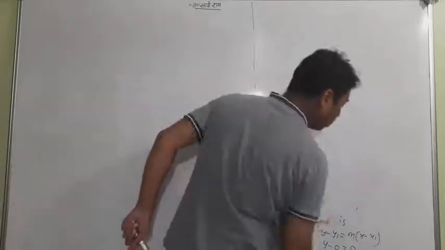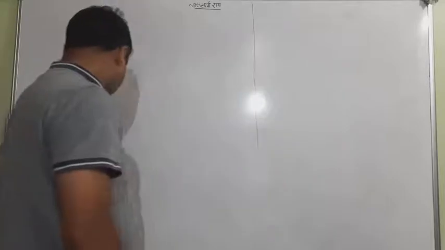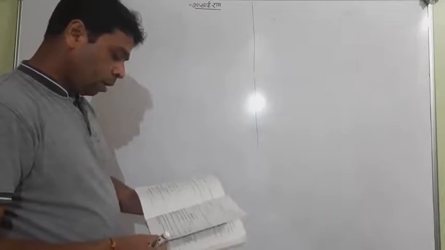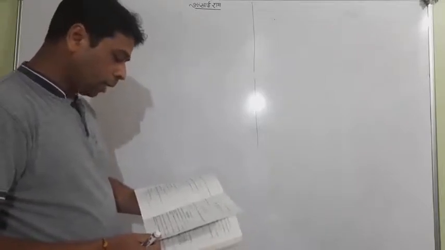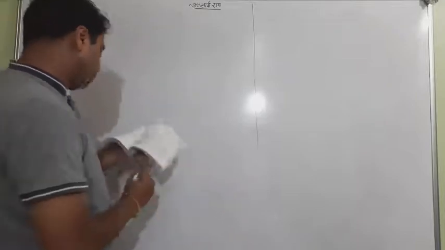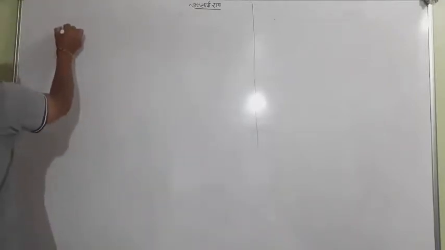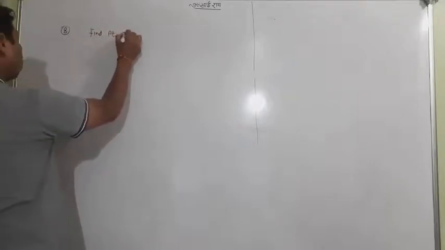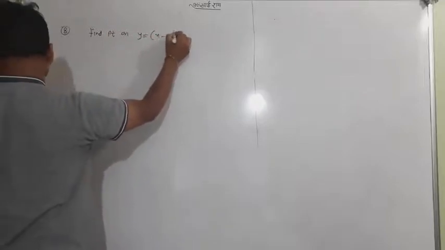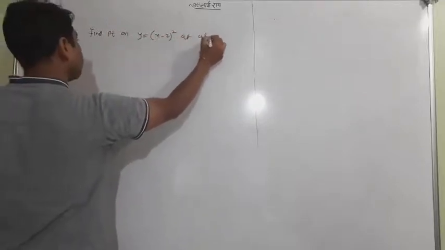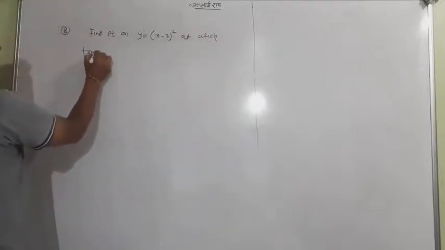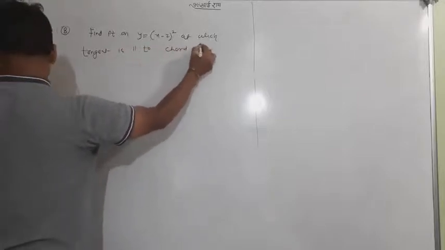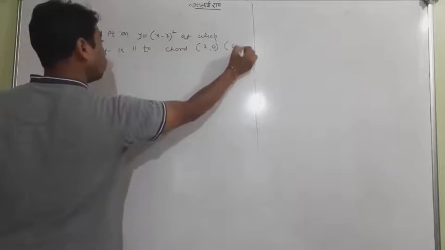So this is from my side, all the examples I have taught. Now I'll move on to some questions of the exercise, which look good. Question number 8. Question says, find the point on y equal to x minus 2 square at which the tangent is parallel to the chord joining 2, 0 and 4, 4.